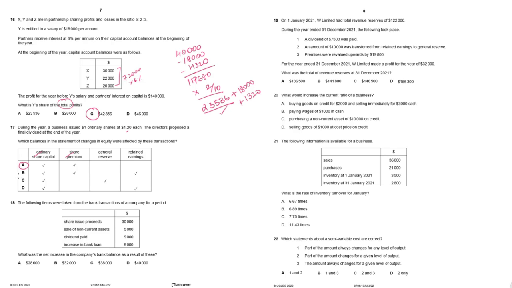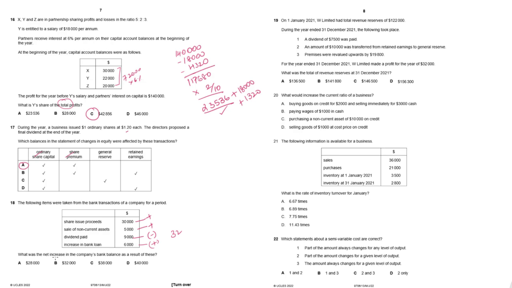So option A, 17A. The following items were taken from the bank transactions of a company for the period: share issue proceeds, sale of non-current assets, dividend paid, increase in bank loan. What was the net increase in the company's bank balance as a result? The shares that were issued will add to the bank balance. Sale of non-current assets will add to the bank balance. Dividend paid will be subtracted, will decrease the balance. And the increase in bank loan will be added. So 35 plus 6, 41, minus 9, 32,000.